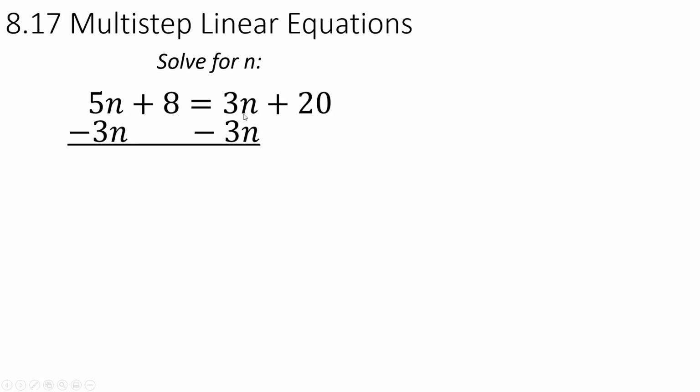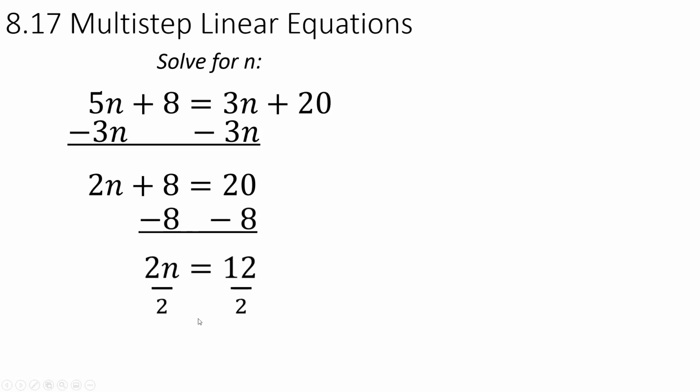So I want to get rid of this 3n. So I'm going to take it away. If I take it away from here, I take it away from the other side also. 5n minus 3n gives me 2n. The 8's left over, the 20's left over. Now this is looking more like a standard equation that you did previously. So now we're going to subtract off the 8, and we get 12. We're going to divide by 2, and we get n equals 6.